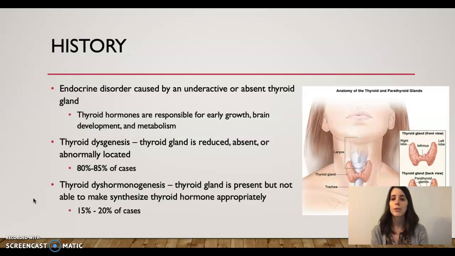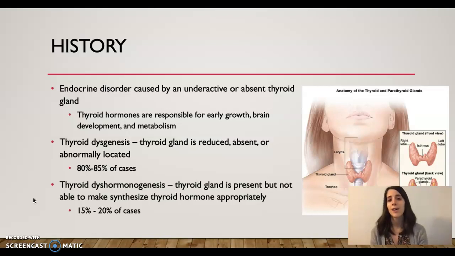So there are two types of hypothyroidism. One of them is called thyroid dysgenesis, and that is when the thyroid gland is reduced, absent, or abnormally located. So pretty much something is going on with the thyroid gland. It's either not there, it's located somewhere else, maybe part of it is missing. And that's most of the cases of congenital hypothyroidism. It's 80 to 85% of the cases.